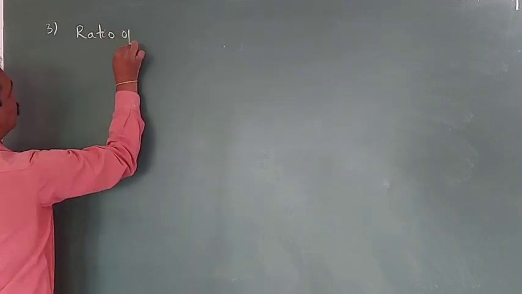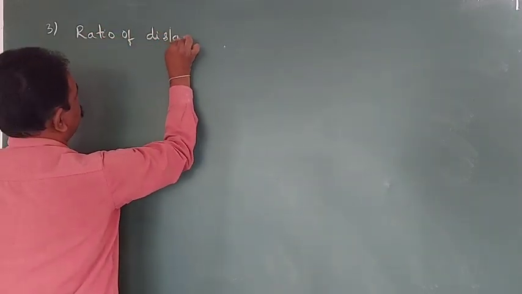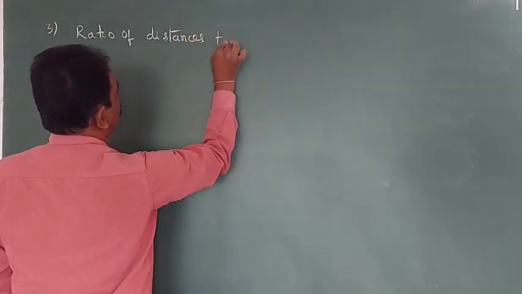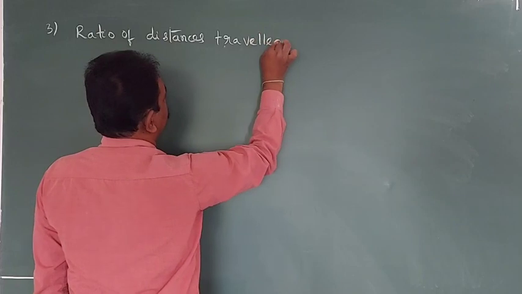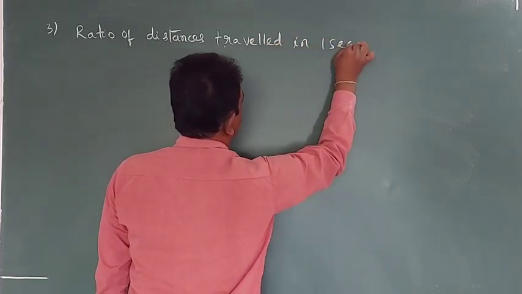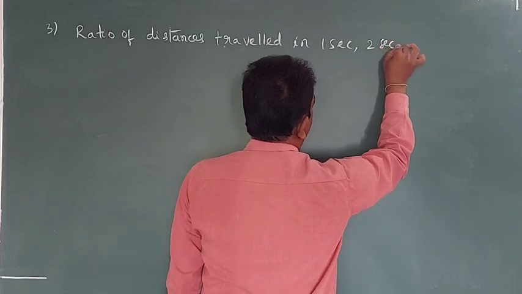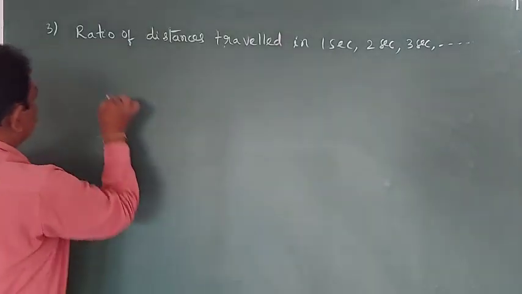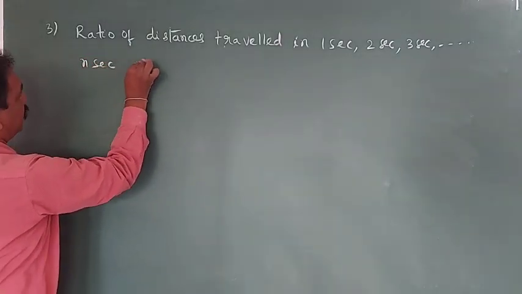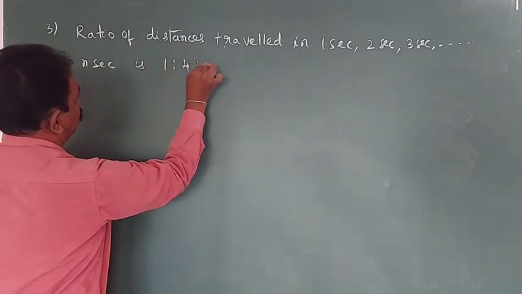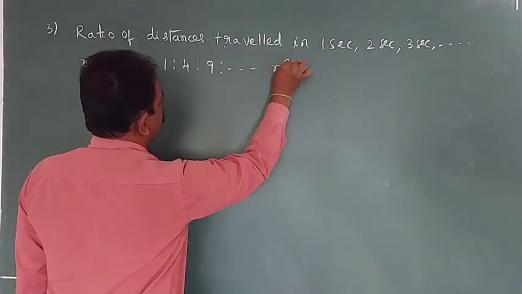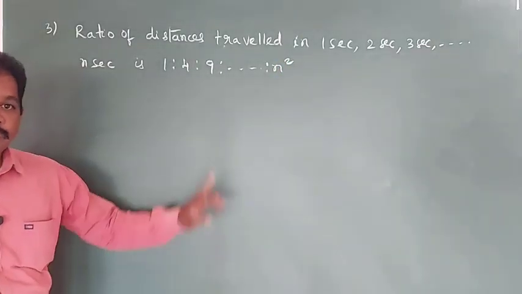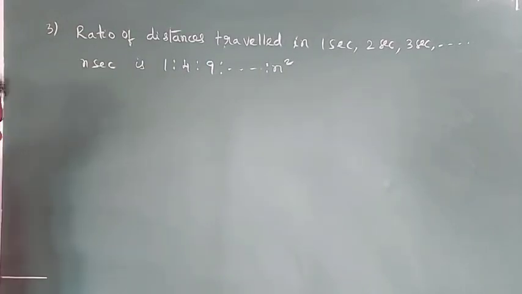Third, what is that? See, the ratio of distances traveled in 1 second, 2 seconds, 3 seconds, and so on, n seconds is 1 is to 4 is to 9 is to n square. Previous one and this one both will be different.